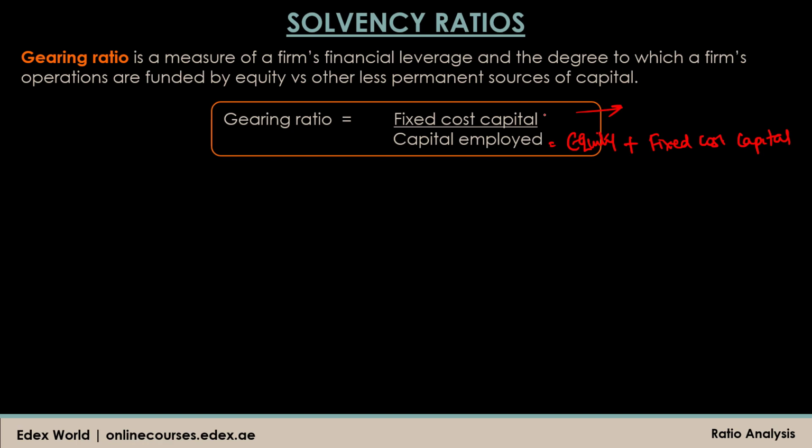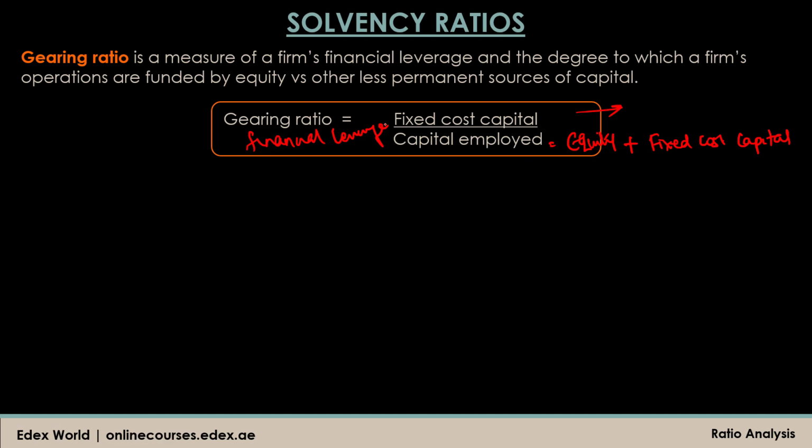So the rate at which the equity shareholders or ordinary shareholders are paid dividend is not fixed, and that's why equity does not come under fixed cost capital. Now, this is a measure of financial leverage of the company. What do you mean by that?